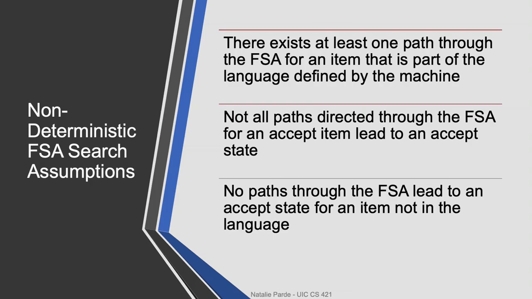If you end up going with the latter approach, there are several assumptions that are made. First, this approach assumes that there is at least one path through the FSA for any item that is part of the language defined by the machine. And second, it assumes that not all paths through the FSA for an accept item will lead to an accept state. And third, it assumes that no paths through the FSA lead to an accept state for an item that is not in the language defined by the machine.